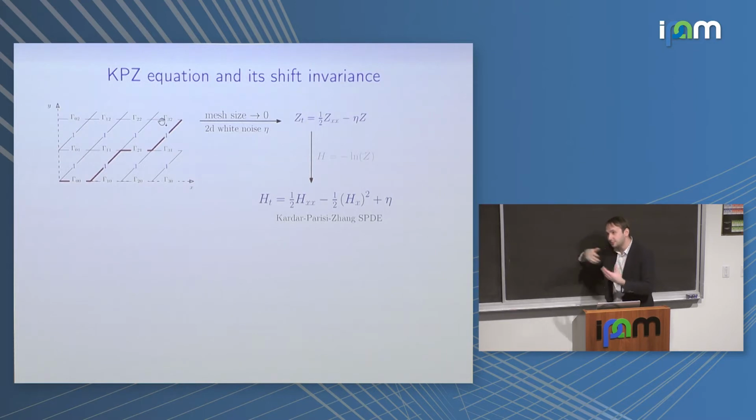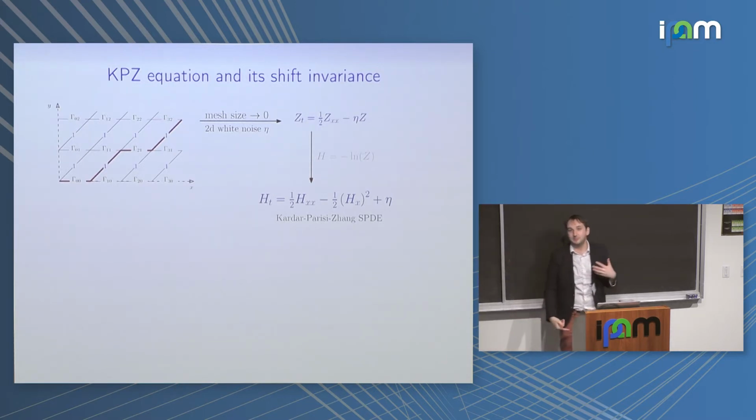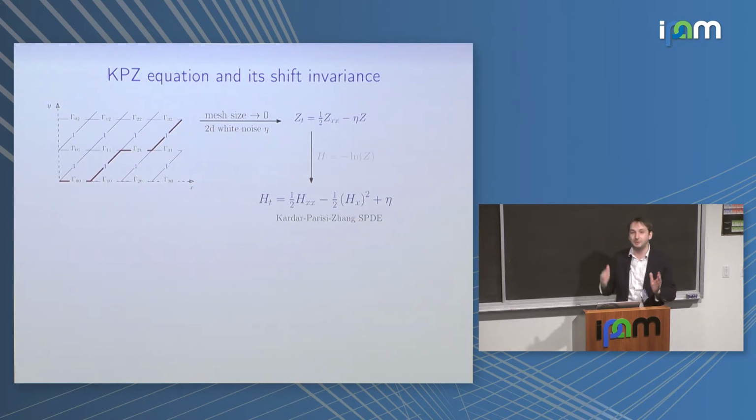And you can try to take a limit of this recurrence relation, and you will get some stochastic partial differential equation which is satisfied by the limiting object. And here is this stochastic partial differential equation. It is sometimes called stochastic heat equation with multiplicative noise. Multiplicative because you see that there's a white noise eta here which is being multiplied by your solution.